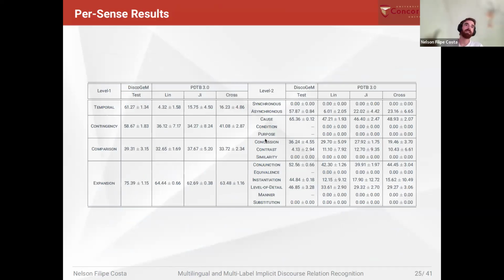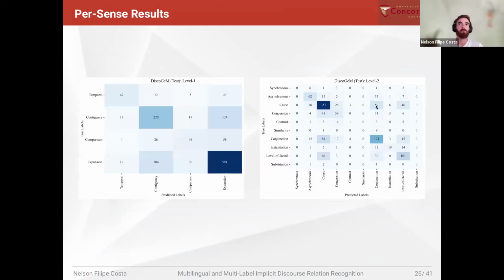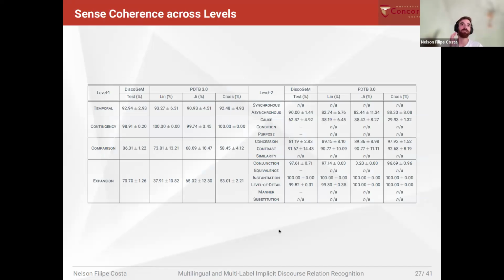Then we did some more digging and we looked at the performance of our model. So these are F1 scores on individual senses. At level 1: temporal, contingency, comparison, expansion, and at level 2: synchronous, asynchronous, and so on. This also shows the same results, but as contingency tables.